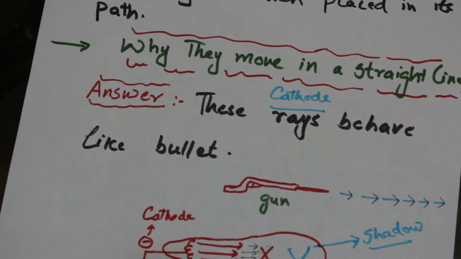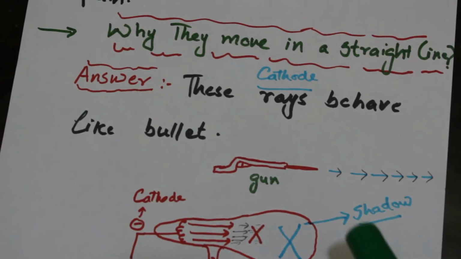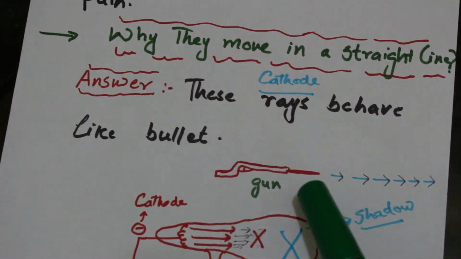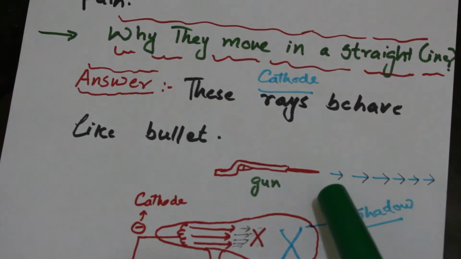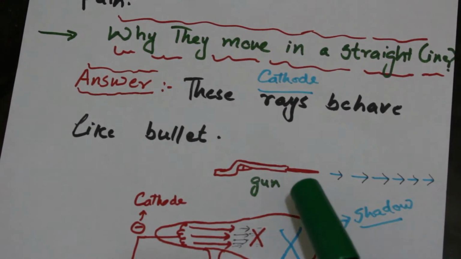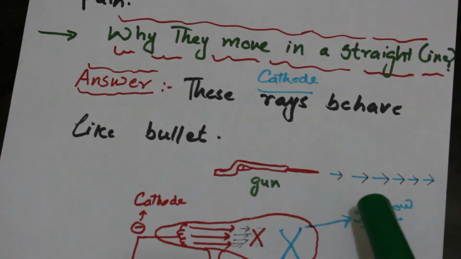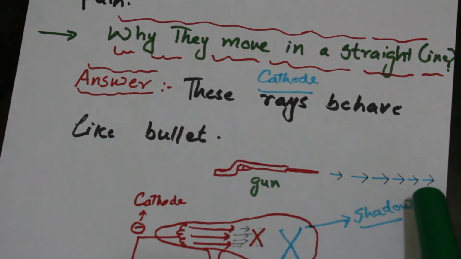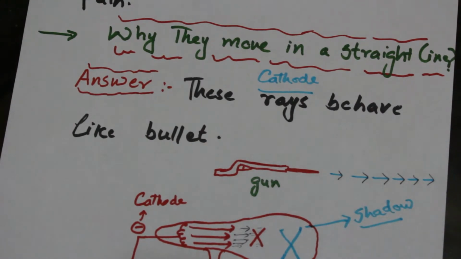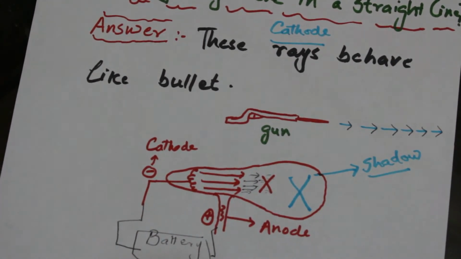For example, if we have a gun, you can see this gun which is represented by a red color. If you fire a bullet from this gun, you will see that the bullet will follow exactly a straight line. Exactly in the same way the cathode rays behave. When these rays are bombarded from the cathode electrode, they move in a straight line, and whenever you place an object in its path, it will make its shadow.